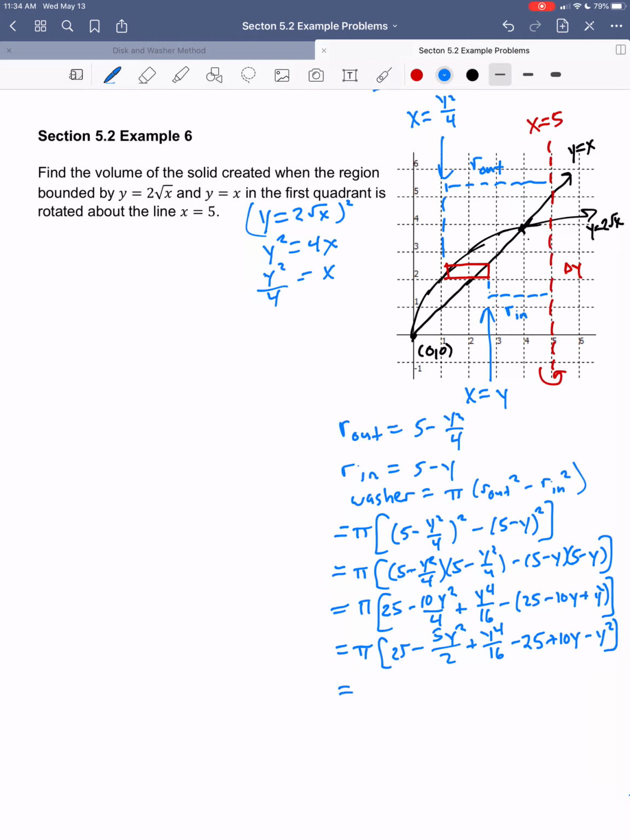So the 25s cancel out. I get y to the 4th over 16. We get minus 5y squared over 2. And then we've got this other minus y squared. I could write that as minus 2y squared over 2. And what else? I still have that 10y plus 10y. So I get pi times y to the 4th over 16 minus 7y squared over 2 plus 10y.